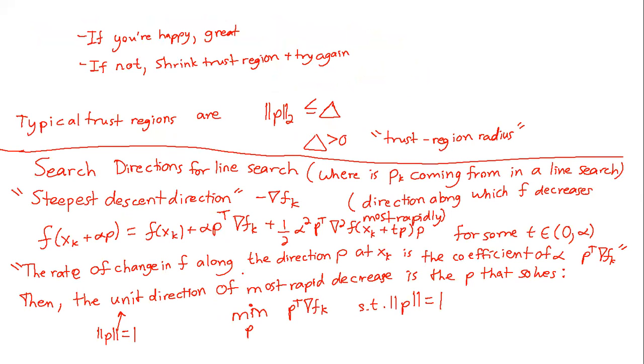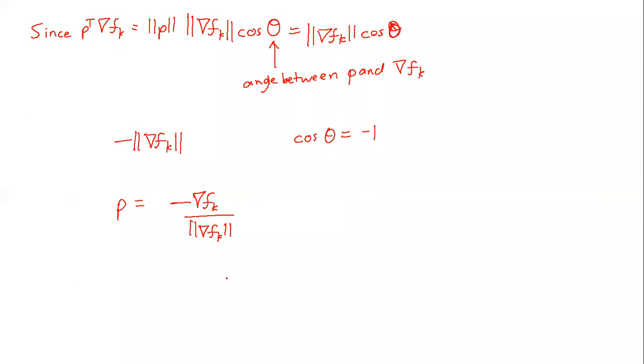So this says that the unit direction of the most rapid decrease is the one that causes this function to be as small as possible. And that happens when the p is such that the p transpose del fk is negative norm of del fk. And then you use that in getting this final p.